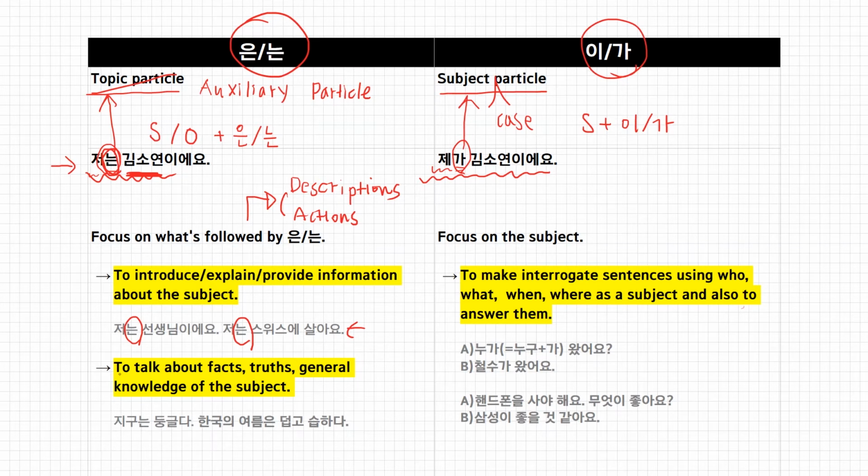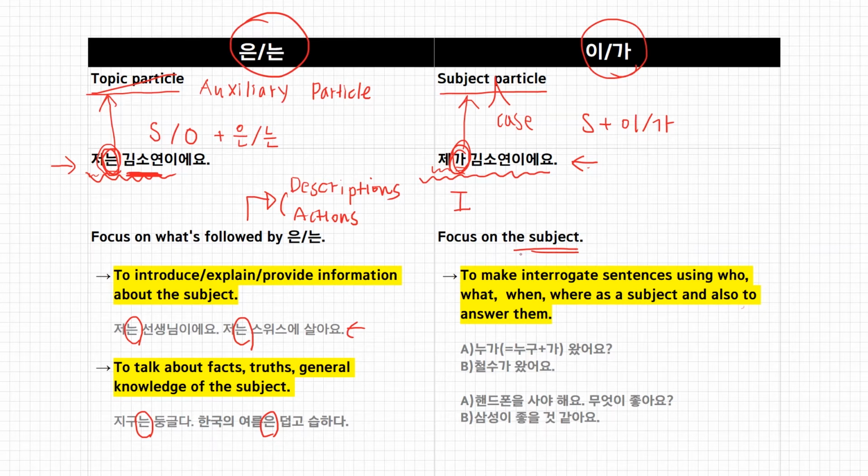And 은는 is used to talk about facts, truths, general knowledge of the subject. For example, 지구는 둥글다. The earth is round. 한국의 여름은 덥고 습하다. The summer in Korea is hot and humid. And here, by using 이가, what I wanted to say is I am the one who's called 김소연. Because when 이가 is used, there is focus on the subject.